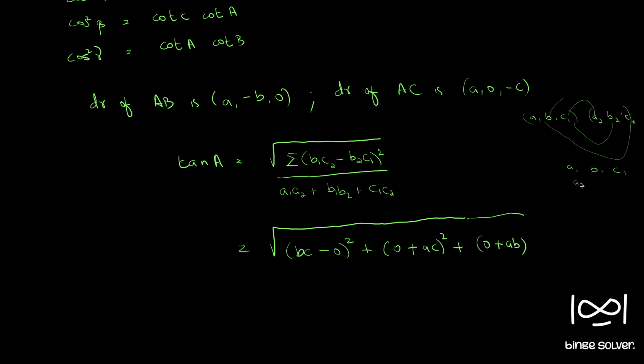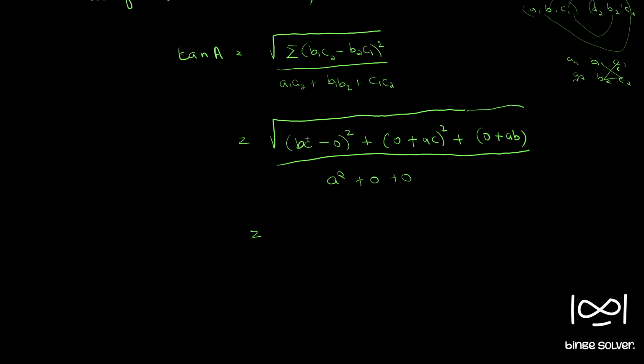So this equation expands, we can write it like this. Here we are taking B1 C2 minus B2 C1. Now the second one is A1 C2 minus A2 C1, and the third one is A1 B2 minus A2 B1. What are we doing? A1 A2 becomes A square, B1 B2 becomes 0, C1 C2.